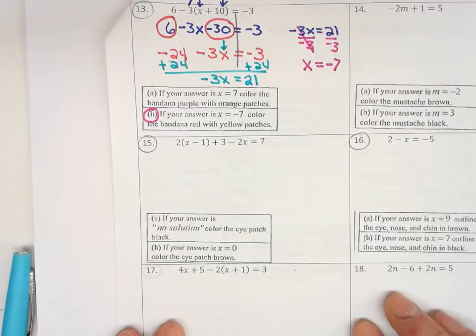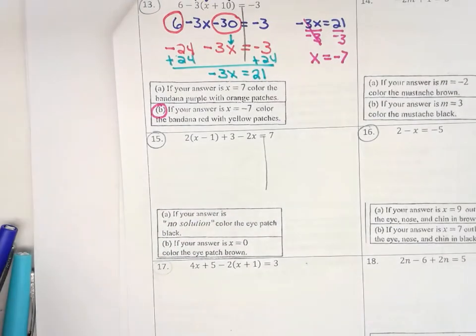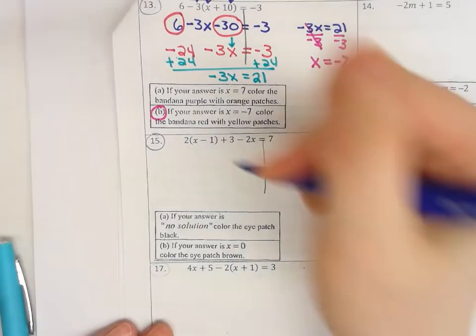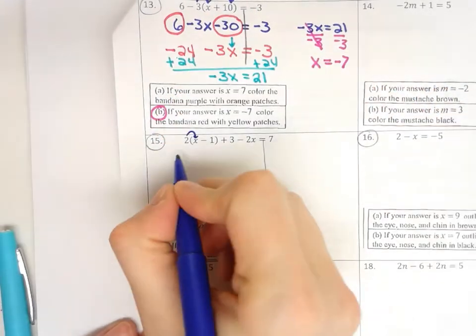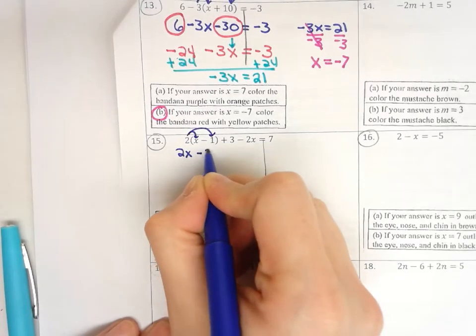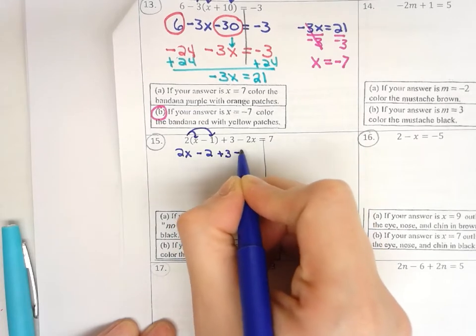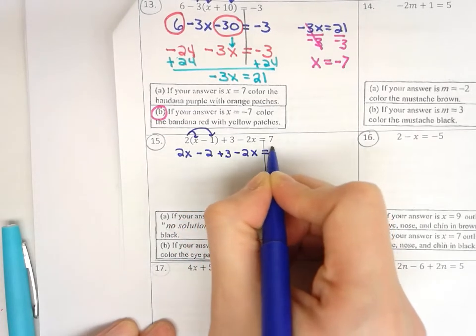Number 15. Draw in your line through your equal sign. I've got a 2 touching the parentheses, so let's go ahead and take care of that distribution. 2 times 1x is positive 2x. 2 times negative 1 is negative 2. I've got my plus 3 that needs to move down and my negative 2x that needs to move down, and this is equal to 7.